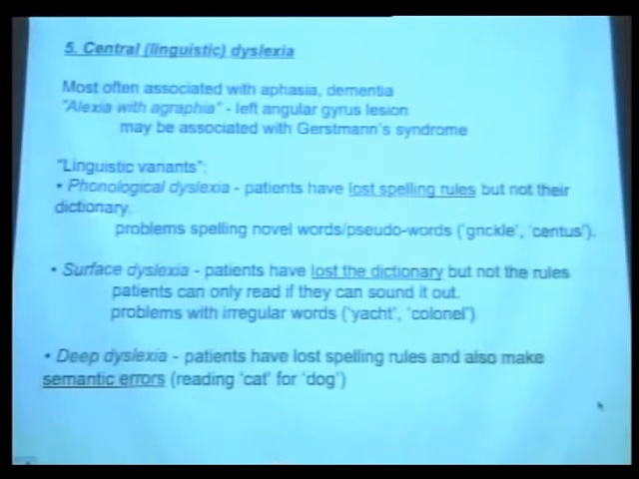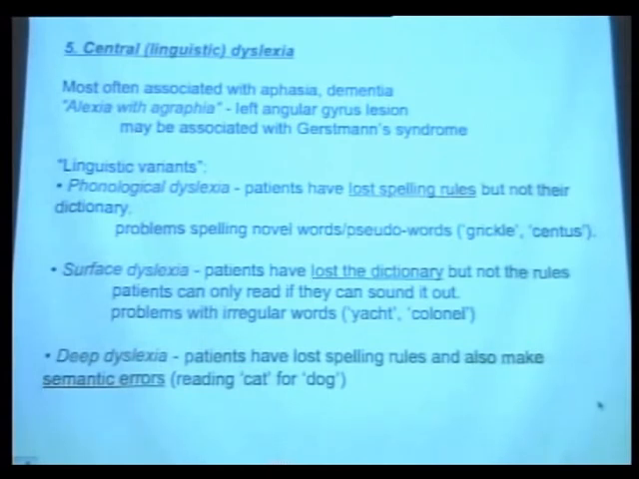On the other hand, those with surface dyslexia, they've lost the dictionary, but they still have the rules. So they can only read as long as the word in front of them follows normal pronunciation rules, right? So if you give them a word that doesn't do that, like yacht or colonel, they don't know how to pronounce that because they don't have the dictionary anymore to look that up.